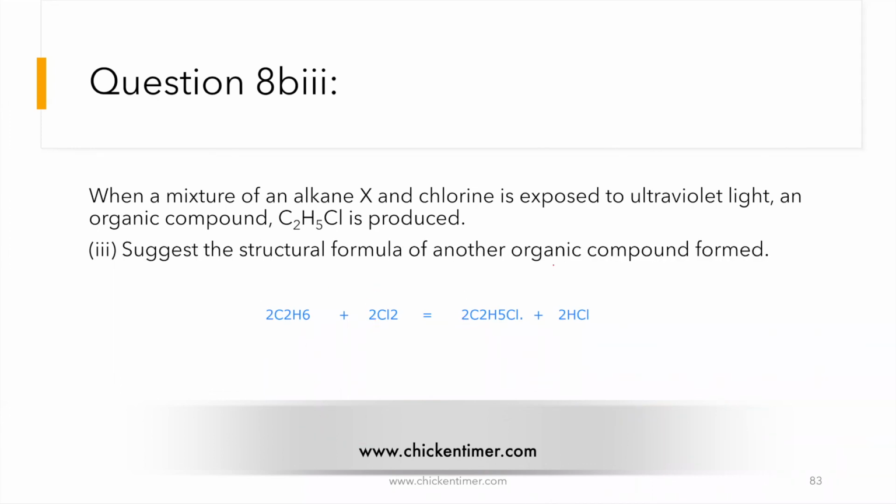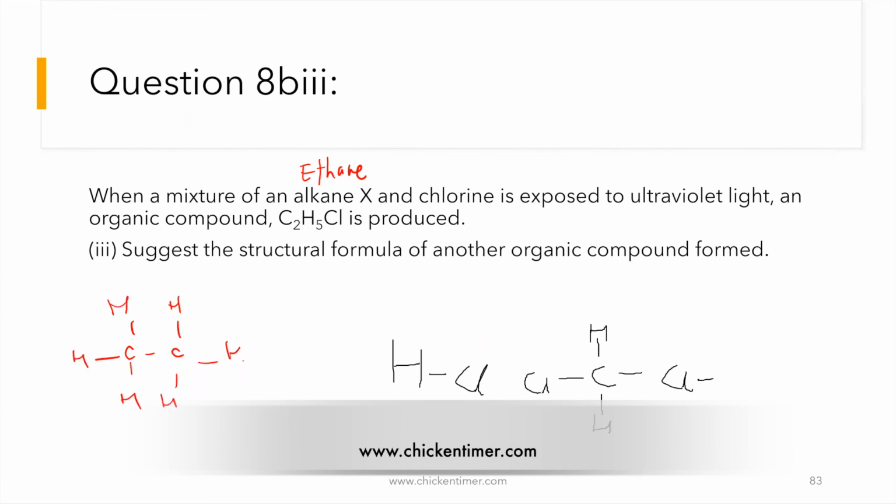Okay. So suggest the structural formula of another organic compound formed. You can see C2H5Cl already, so that is one compound that is formed. So it is possible to form other organic compounds when you have this with chlorine. Then it says suggest, which means you can have more than one answer. Your X is ethane, so you start with this. When you react with chlorine, you get HCl, then you get a chlorine and then H.